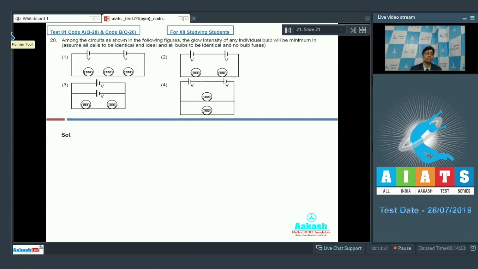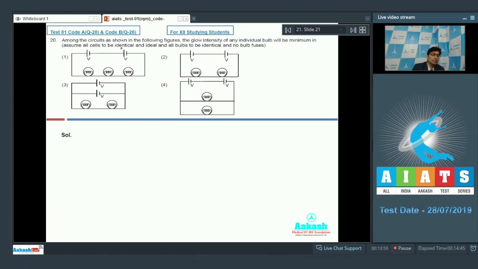Dear students, question number 20 says that among the circuits as shown in the following figures, the glow intensity of any individual bulb will be minimum in. So 4 options have been given to us, and we have to find out in which option any of the bulbs would glow with the minimum intensity.